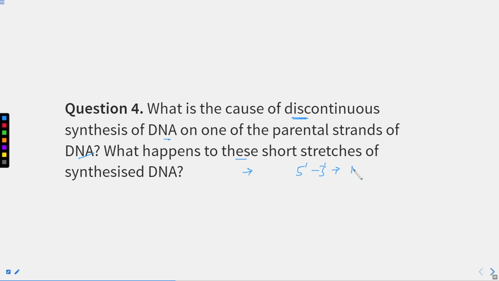So DNA polymerase adds nucleotides in the 5' to 3' direction. You must be knowing about the leading strand and the lagging strand. So let's discuss this first.